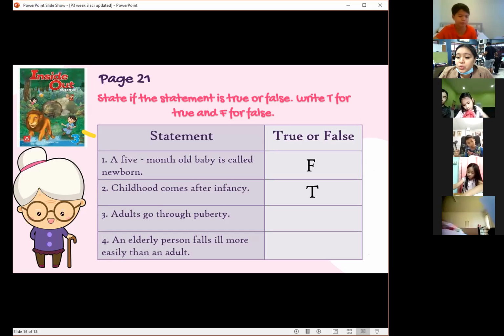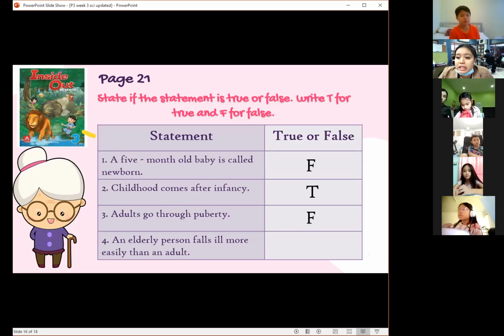Adults go through puberty. True or false? False. Why false? Because adulthood is the physically mature age and adolescence goes through puberty, not adult. Okay? Finish.